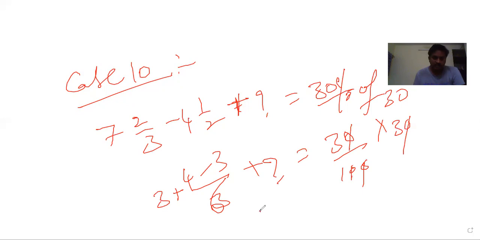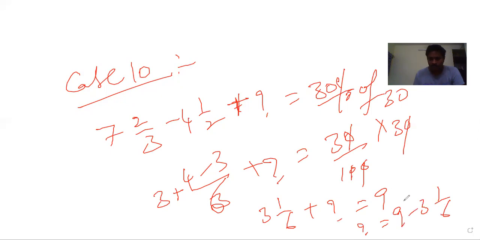4 minus 3 is 1, so 3 1 by 6 plus question mark equal to 3 3s are 9. Question mark equal to 9 minus 3 1 by 6. Here we put 1 separately. 8 minus 3 is 5. 1 minus 1 by 6 means 6 minus 1, 5. 5 by 6. So in this way we solve percentage questions along with mixed fraction values.